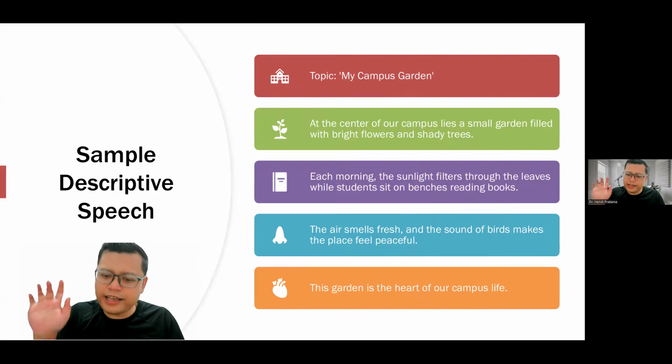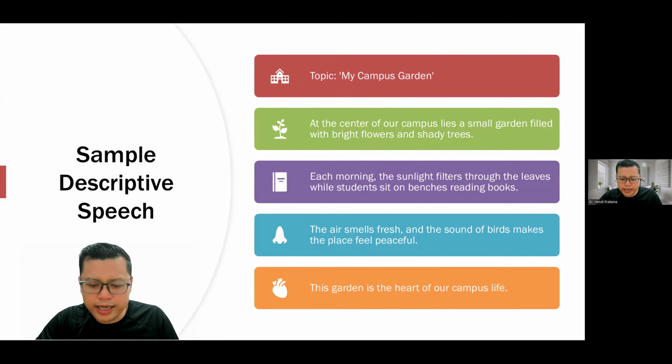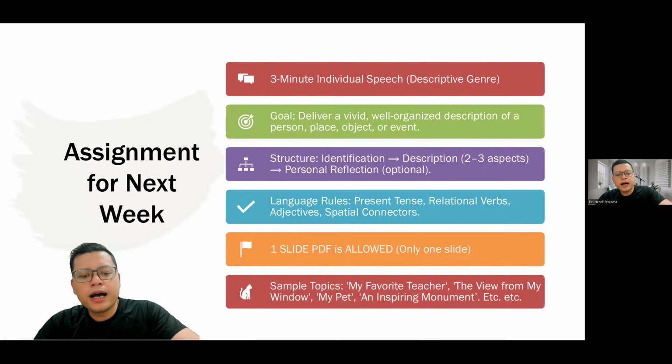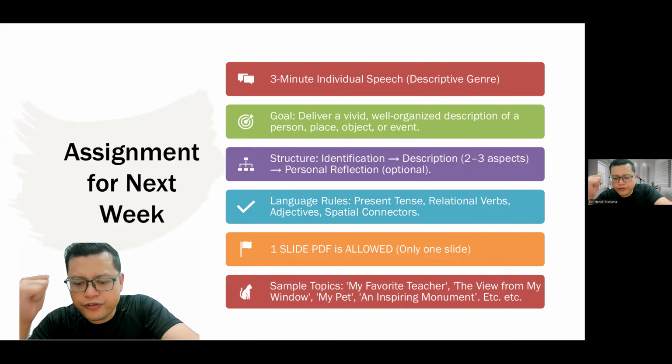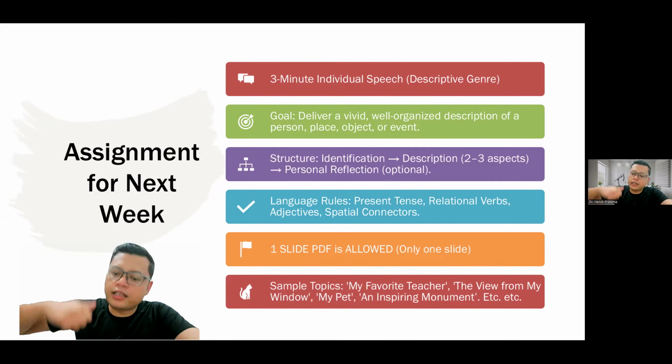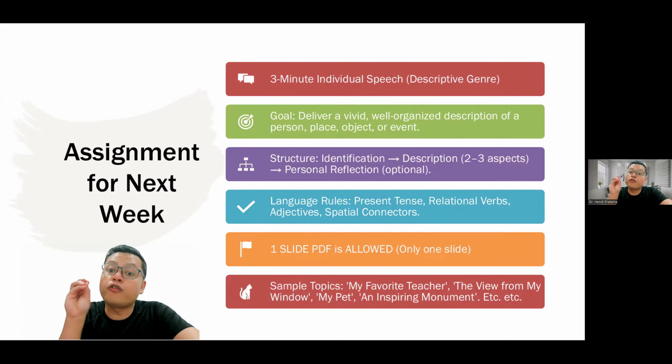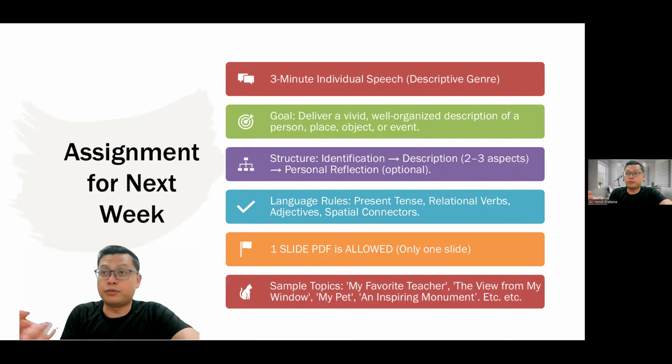Okay? And that is your next week assignment, guys. Assignment for next week, you have to give a 3-minute individual speech in the descriptive genre. The goal is to deliver a vivid, well-organized description of a person, place, object, or event. The structure is, of course, first you identify the subject, 2 or 3 aspects, and then you have identification, then description, and then personal reflection of your own to say whether it's beautiful, majestic, fun, or something.